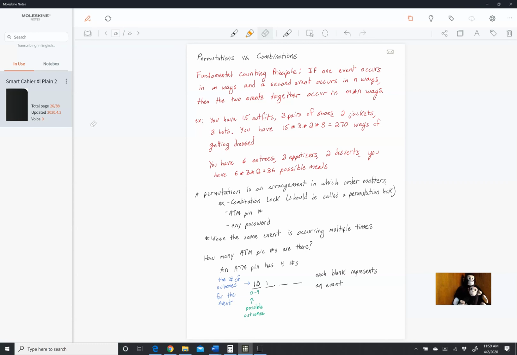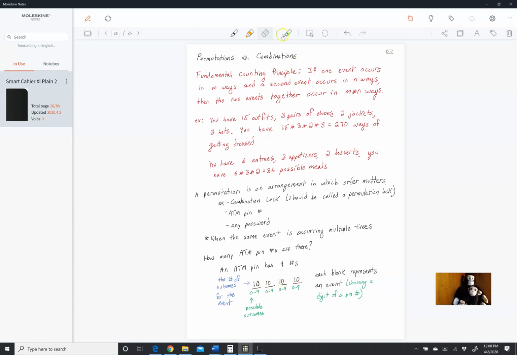So there are 10 possibilities for the second digit. And then for the same reason, there are 10 possibilities for the third and 10 possibilities for the fourth. For each of these, the possible numbers could be 0 through 9. Okay, so each blank represents an event. Each blank represents choosing a digit of the PIN number. That's your event. This is the number of outcomes. You have 10 digits to choose from. And then we have 4 possible digits, so we have 4 events.